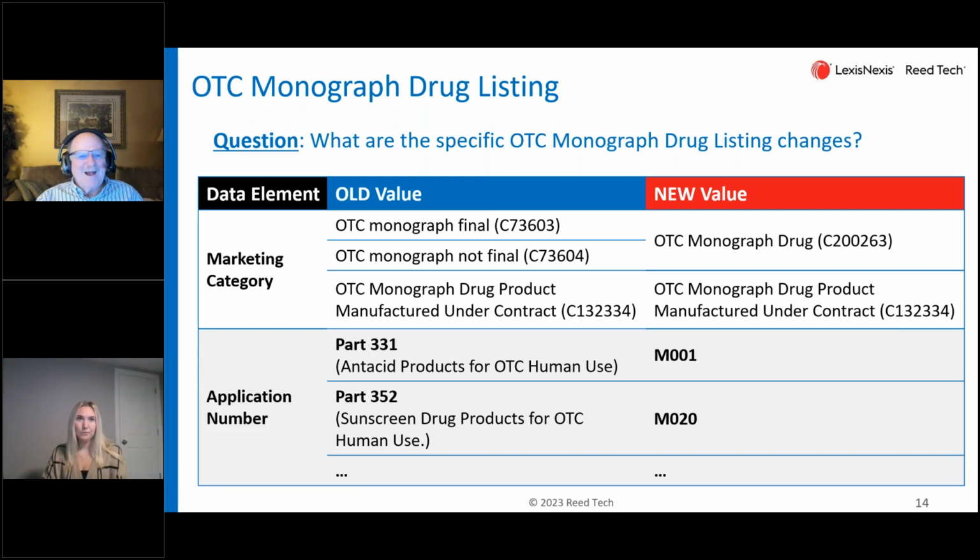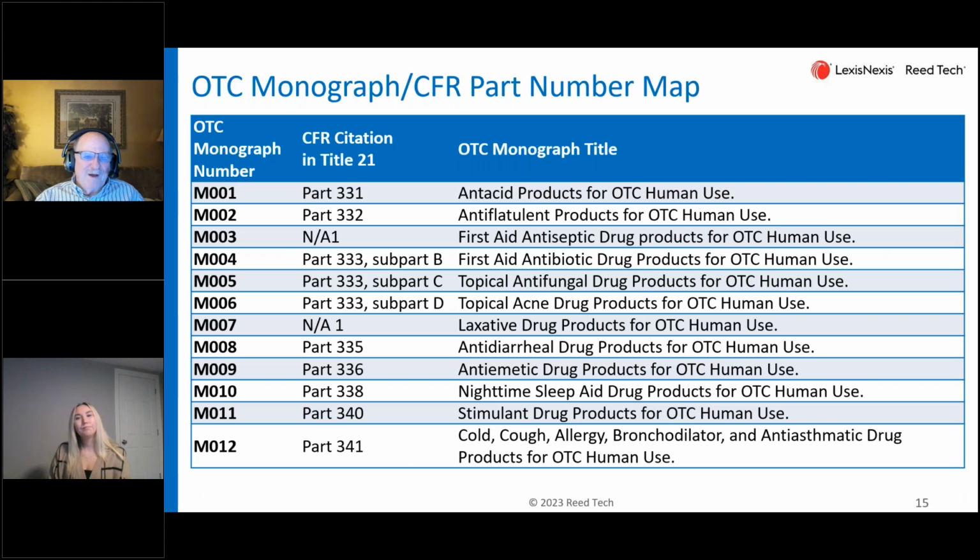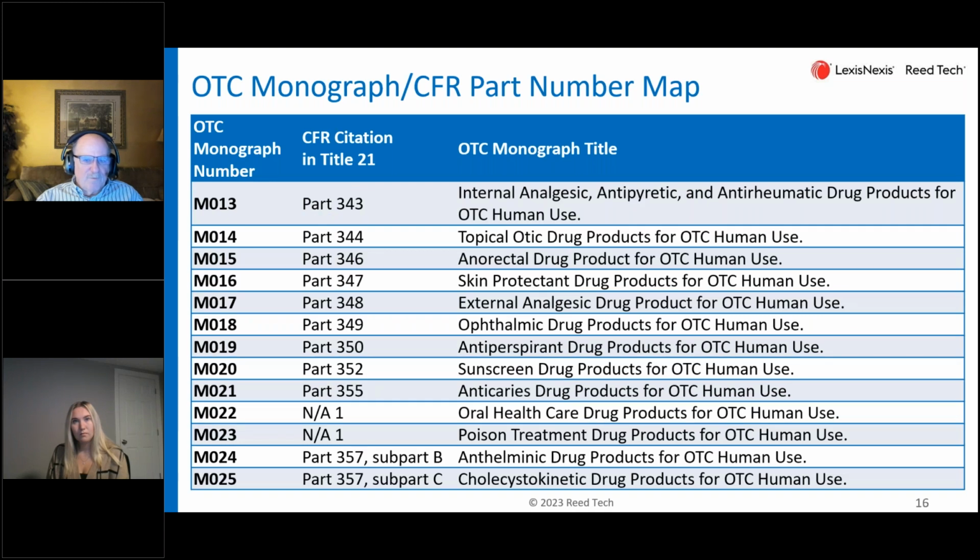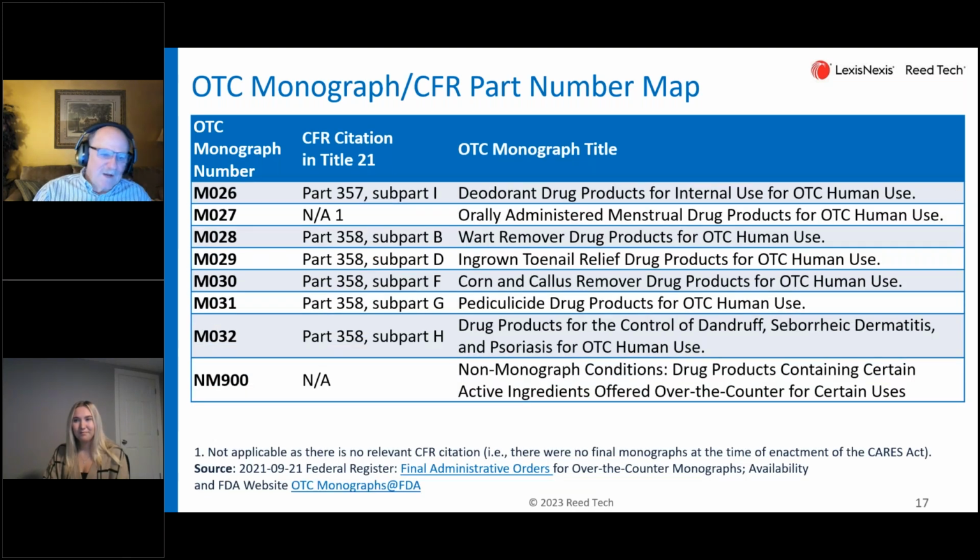Let's take a quick cruise through those. We're not going to spend any time on those, but you can find your part number in the second column and the corresponding OTC monograph number on the left-hand column. And we'll just work our way through page 2 and page 3. Now we're at the bottom.